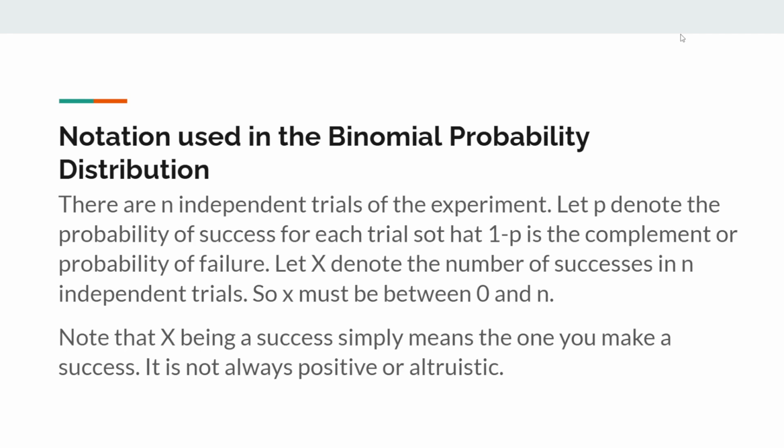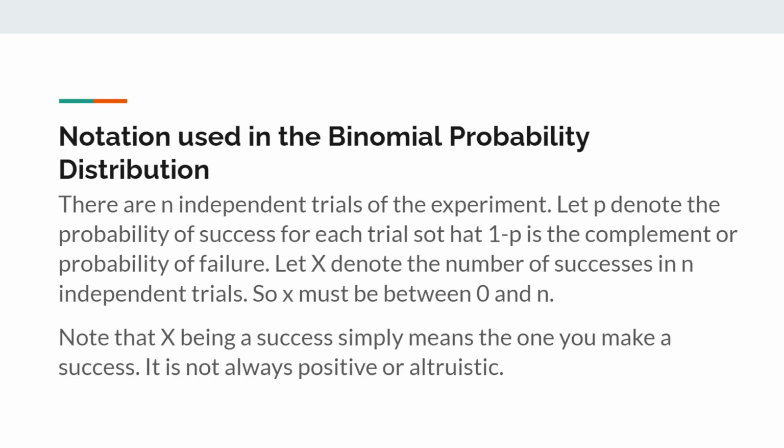1 minus p is the complement, as we know, and you could just define it as 1 minus p. It's easier to say that it's all the things that are not in your trial, basically everything else but what you're looking for. So if you have a 1/6 chance of getting 1 on a die, then the complement will be 5/6, which is not getting 1.